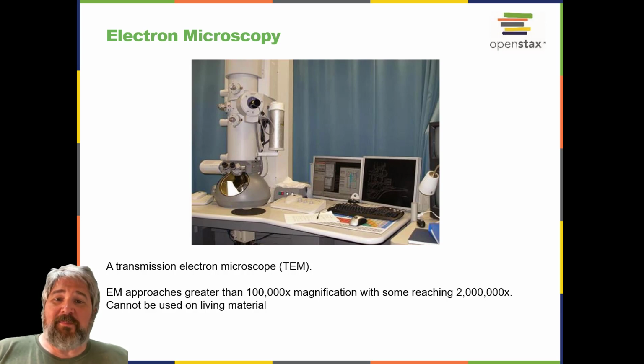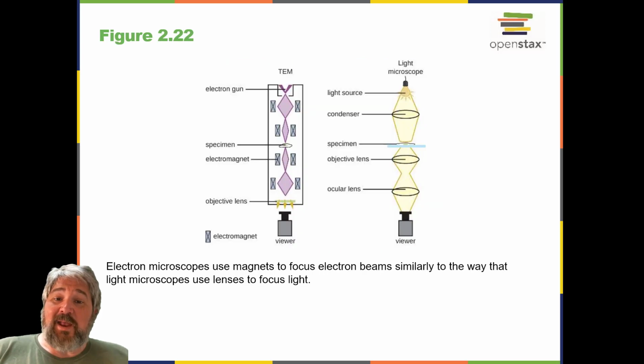There are two basic types of electron microscopes: the transmission electron microscope, TEM, and the scanning electron microscope, SEM. The TEM is somewhat analogous to the brightfield light microscope in terms of the way it functions. However, it uses an electron beam from above the specimen that is focused using magnetic lenses rather than a glass lens and projected through the specimen onto a detector. Electrons pass through the specimen, then the detector captures the image.